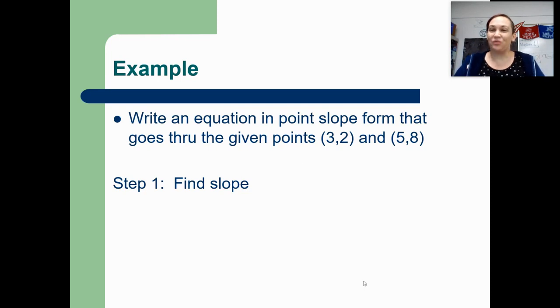We're going to use our slope formula. I hope that you're working on memorizing it. It is the most important formula of this chapter. Our slope formula says y2 minus y1 over x2 minus x1. In this equation, my y2 is 8 and my y1 is 2. My x2 is 5 and my x1 is 3. So 8 minus 2 and 5 minus 3.